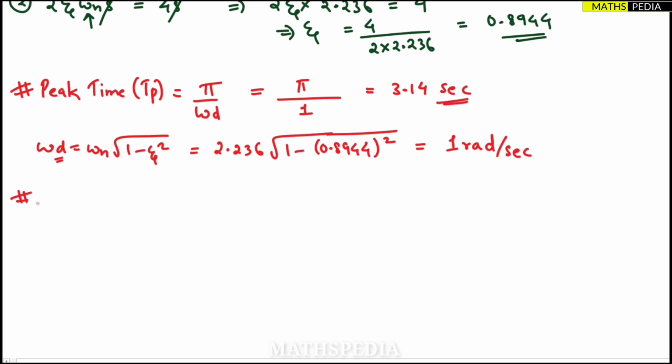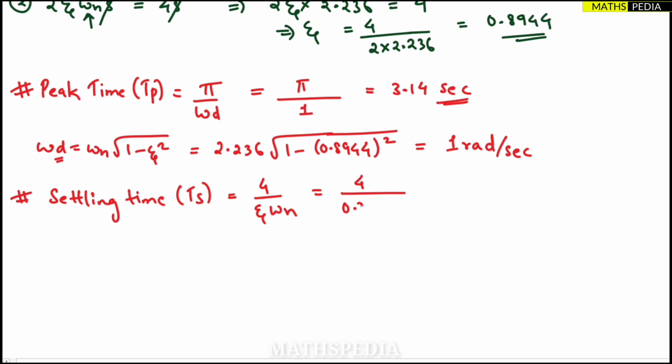Next, we have to find TS. What is TS? The settling time. We'll go for settling time first. So what is the settling time formula? Denoted by TS. The formula is very simple: 4 by zeta omega n. 4 as it is. Zeta value we know, it is 0.8944, into omega n value we know, which is root of 5, that is 2.236. So how much are we getting for settling time? It is 2 seconds.